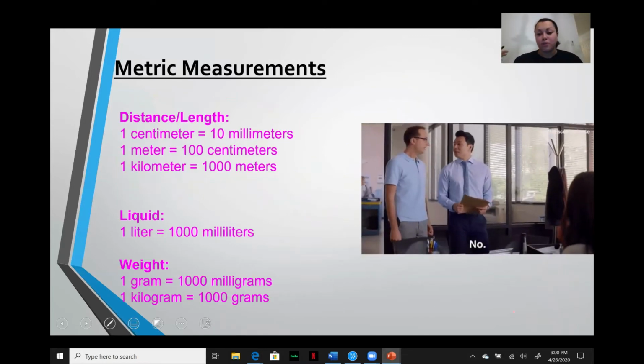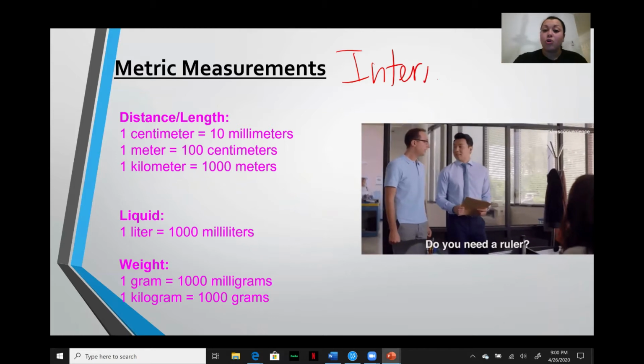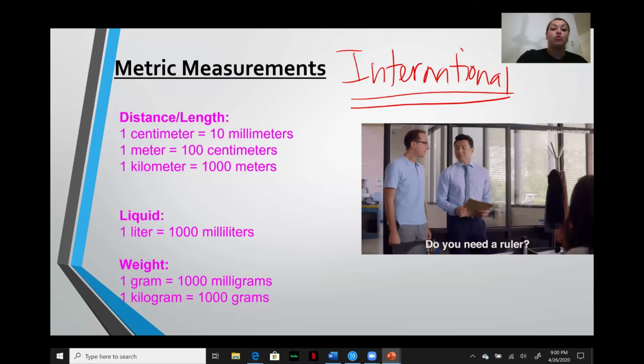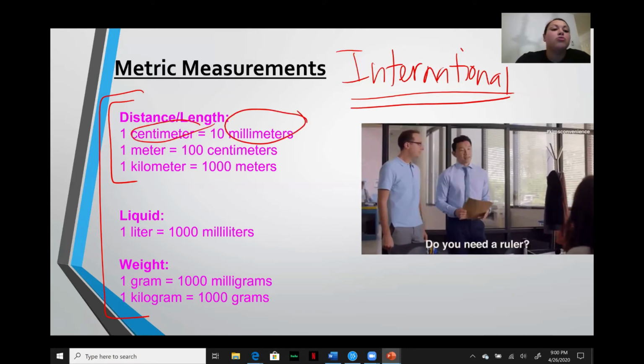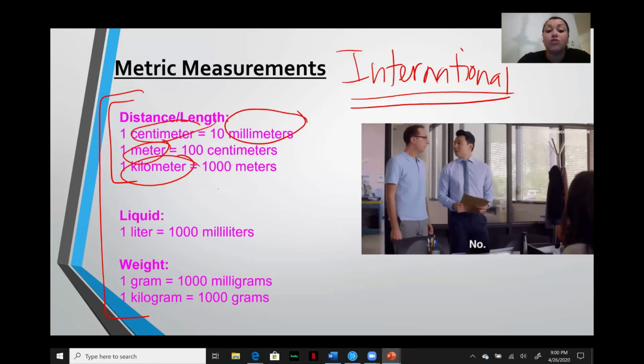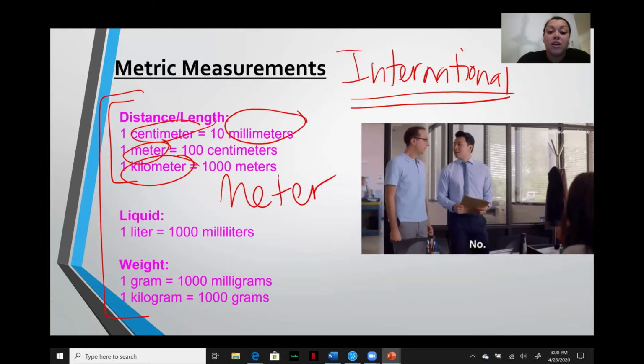So now metric measurements. Again, we just talked about US measurements. Metric measurements are international standards. So we do have them here in the US, but they're just not as common. But you do find these all over the rest of the world. So when we talk about distance, when we talked about it here, we talked about inches and feet and yards. And so the metric system is millimeters, centimeters, meters, kilometers. You see that there's a root word of meter in each of them.